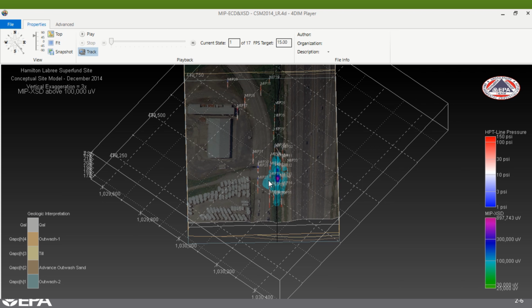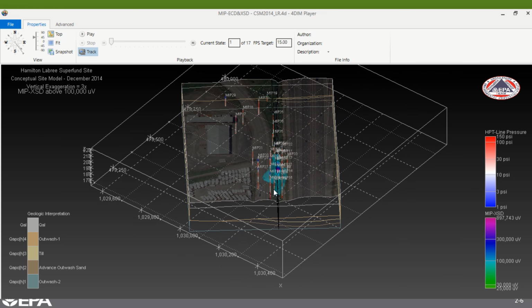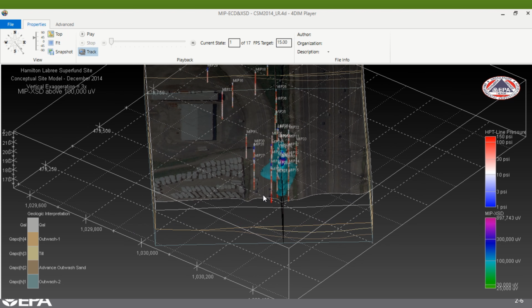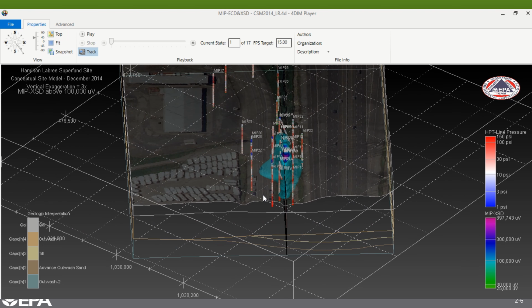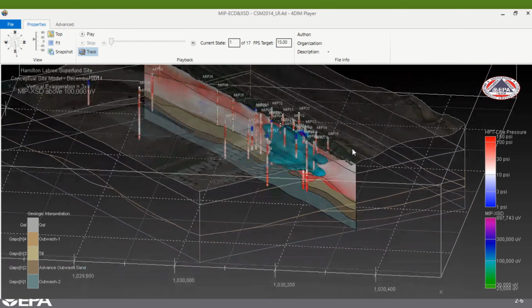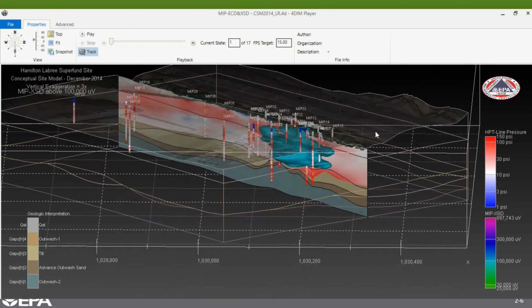Okay, so here we have the Hamilton-LaBrea site, and this is the membrane interface probe and hydraulic profiling tool work that was done in late 2014, resulting in a rapid evolution of the conceptual site model and leading to a design for a thermal treatment and enhanced reductive dechlorination. So using those two technologies together.